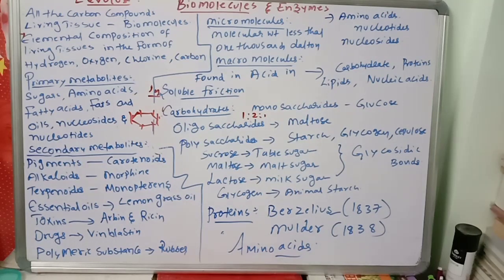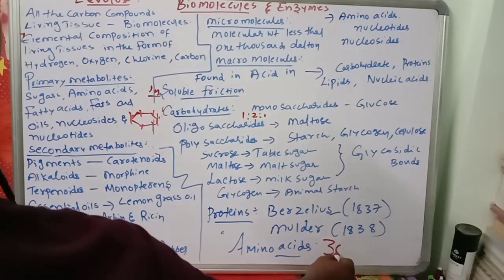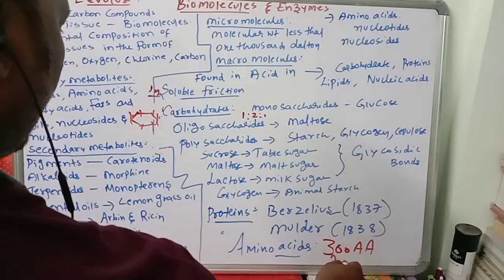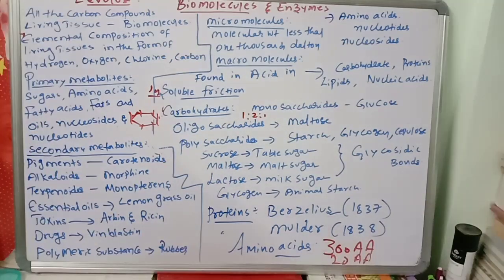So what are the proteins? How can you define the protein? Protein is an amino acid chain. Approximately 300 amino acids occur in nature, but only 20 amino acids make the different varieties of proteins. In nature, how many amino acids are there? 300. But only 20 amino acids are making the proteins. Proteins are polymers of amino acids.